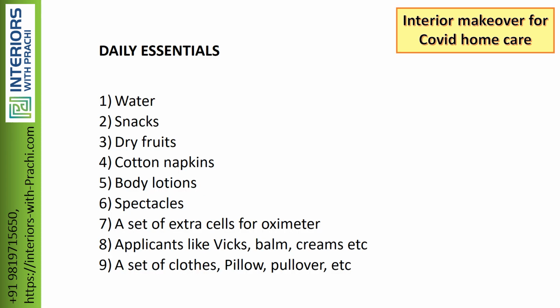You will need a few daily essentials in a room like water bottles, snacks, dry fruits, cotton napkins, body lotions, spectacles. A set of extra cells for the oximeter is a good idea. Appliances like wigs, balm, creams, whatever you use for daily use. And a set of clothes, pillows, pullovers, whatever makes you comfortable to sleep.